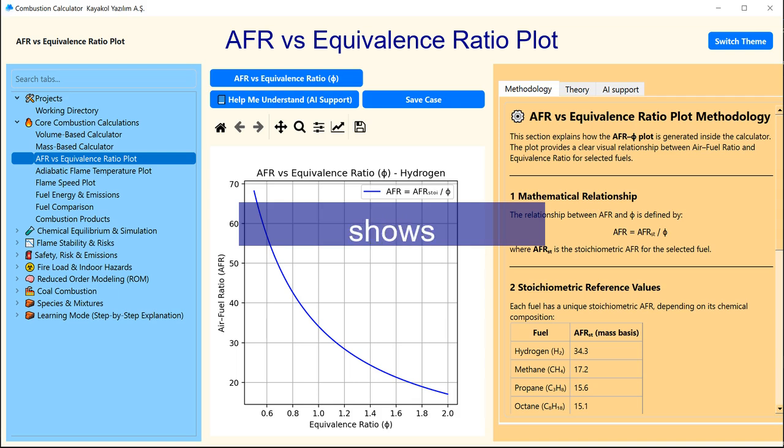This tab shows the AFR versus equivalence ratio plot. The plot provides a clear visual relationship between air-fuel ratio and equivalence ratio for selected fuels. The air-fuel ratio, AFR, and the equivalence ratio are two of the most fundamental parameters used to describe combustion mixtures. They define whether a mixture is lean, stoichiometric, or rich, and strongly influence flame temperature, emissions, and combustion efficiency.